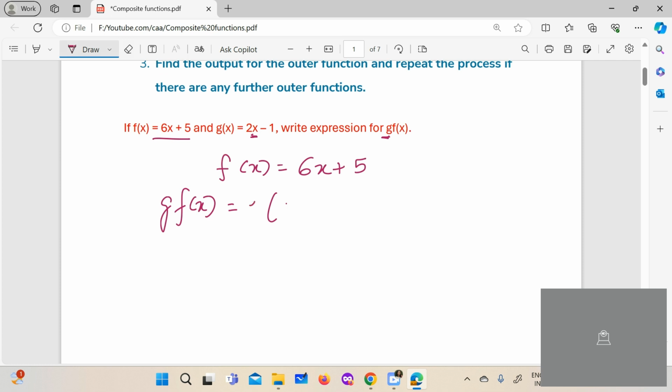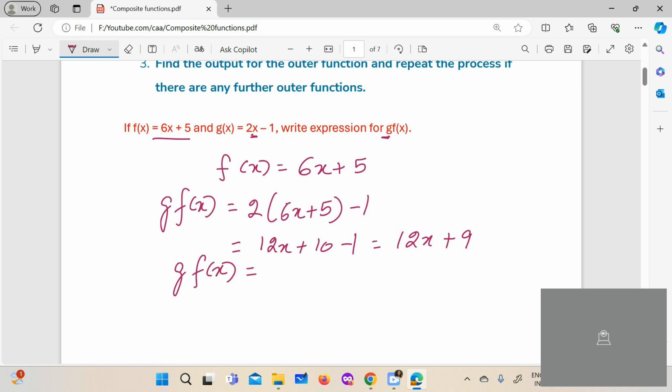This is 2, and then replace this 6x plus 5 minus 1. Now we can simplify it further. So you can write this as 12x plus 10 minus 1, which is nothing but 12x plus 9. So the value of g of f of x is 12x plus 9. I hope this is clear.